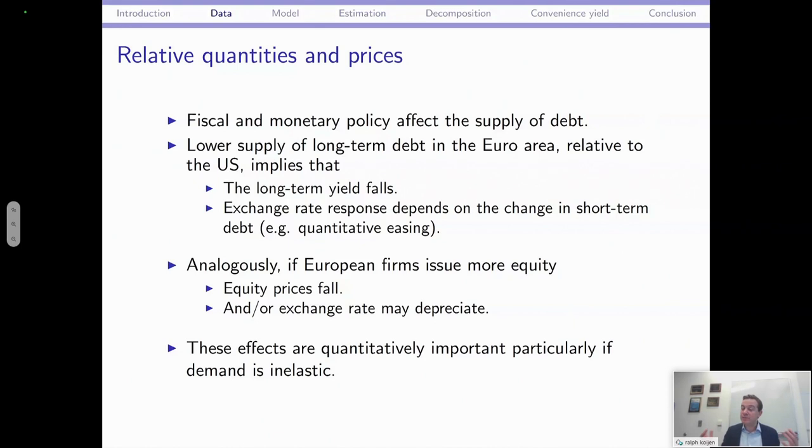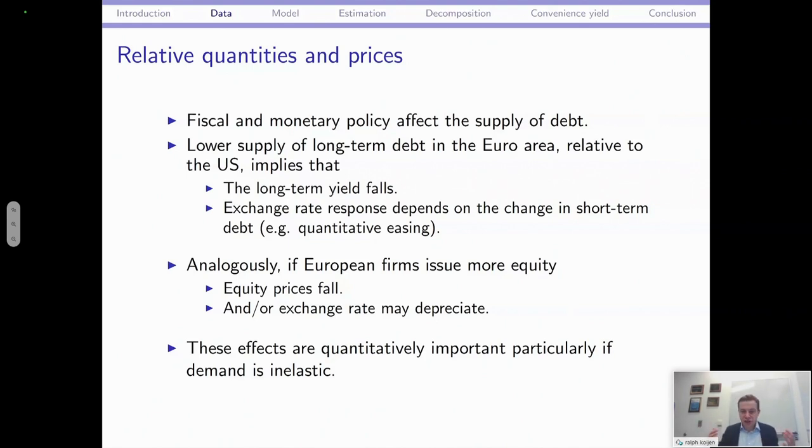And so the way a lot of the standard macro finance models work is that you have very volatile, let's say, demand shocks or belief shocks that hit fairly elastic markets. In a lot of our work, we find that markets are, in fact, pretty inelastic. And so what it means is that suppose you have fiscal or monetary policy interventions that affect the supply of debt, then if the market is quite inelastic, then let's say that there's a lower supply of long-term debt in the euro area as a result of QE relative to the US. Then what's going to happen is that you're going to push up prices and long-term yields are going to fall.